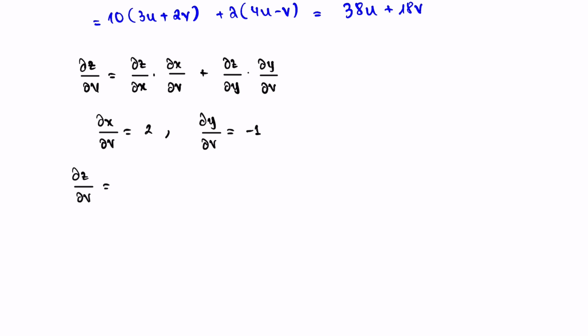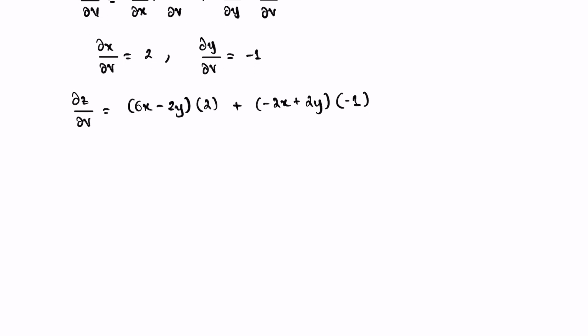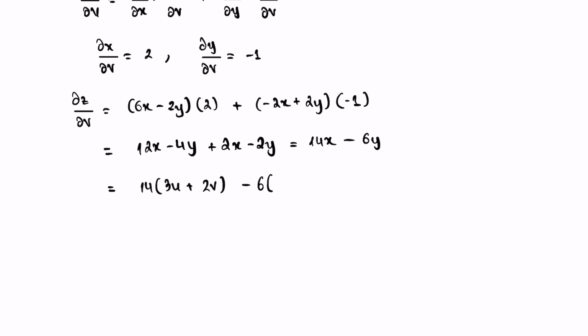So plug all the information that you know into the formula, and we get that partial z, partial v equal to 6x minus 2y times 2 plus negative 2x plus 2y times negative 1. I'm going to simplify this result a little bit, and I get 12x minus 4y plus 2x minus 2y, and I should get this to be 14x minus 6y. And again, at the end of the day, we want everything in terms of u and v. So I'm going to replace x by 3u plus 2v and y by 4u minus v. I get 14 times 3u plus 2v minus 6 times 4u minus v. And if we do the calculations correctly, we should get 18u plus 34v.